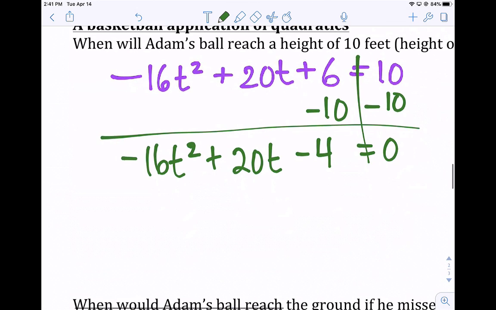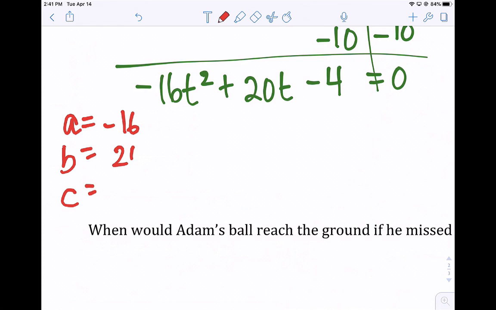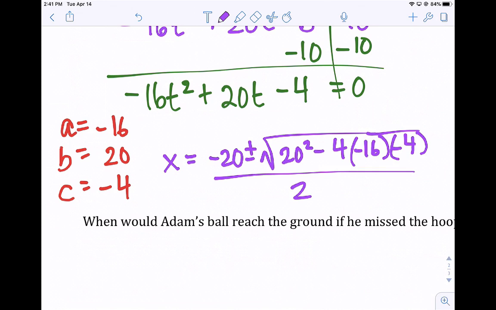Now that you have 0 on one side, you could try to factor this and use zero product property, but the easier way that most people prefer is the quadratic equation. So let's find a, b, and c and plug into the quadratic equation. So we have negative 16 for a, 20 for b, negative 4 for c. And remember your song, x equals opposite b plus or minus the square root of b squared minus 4ac all over 2a. All right, so you plug everything in.